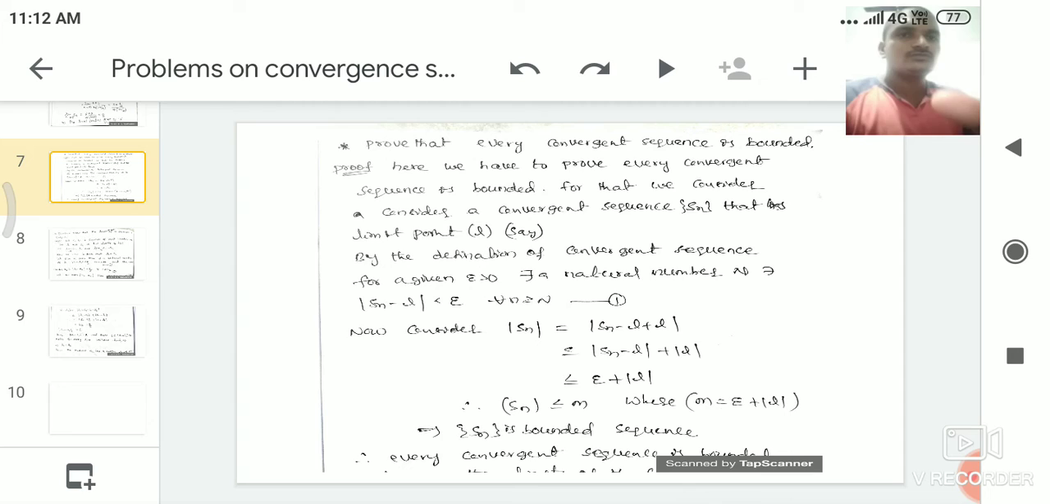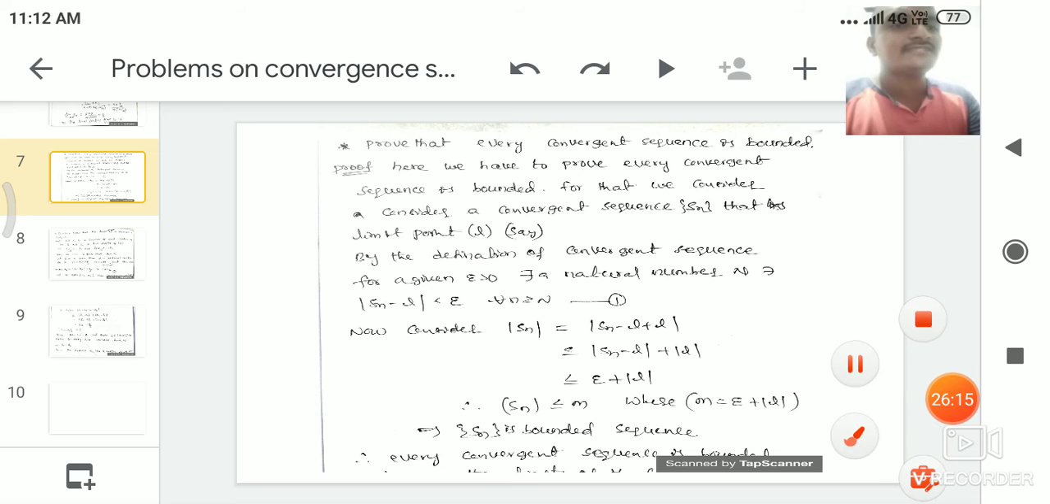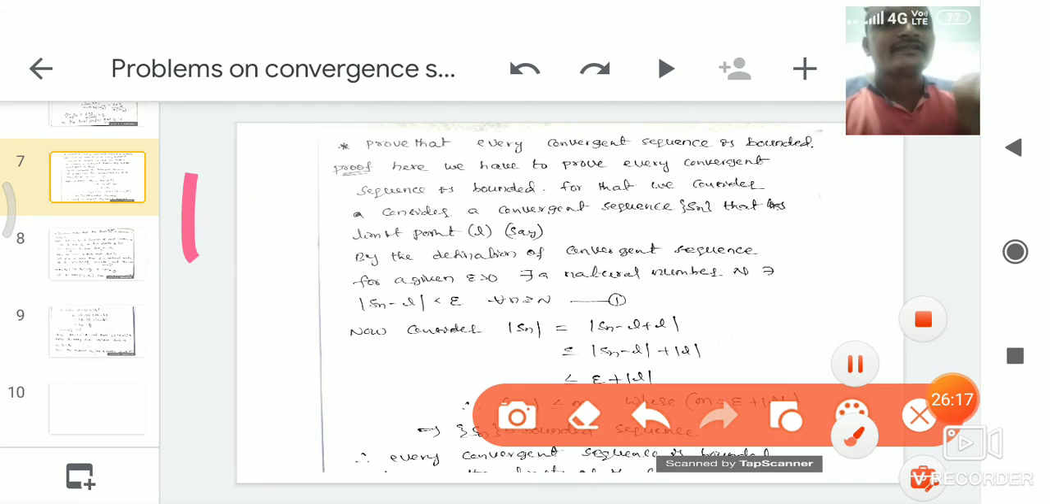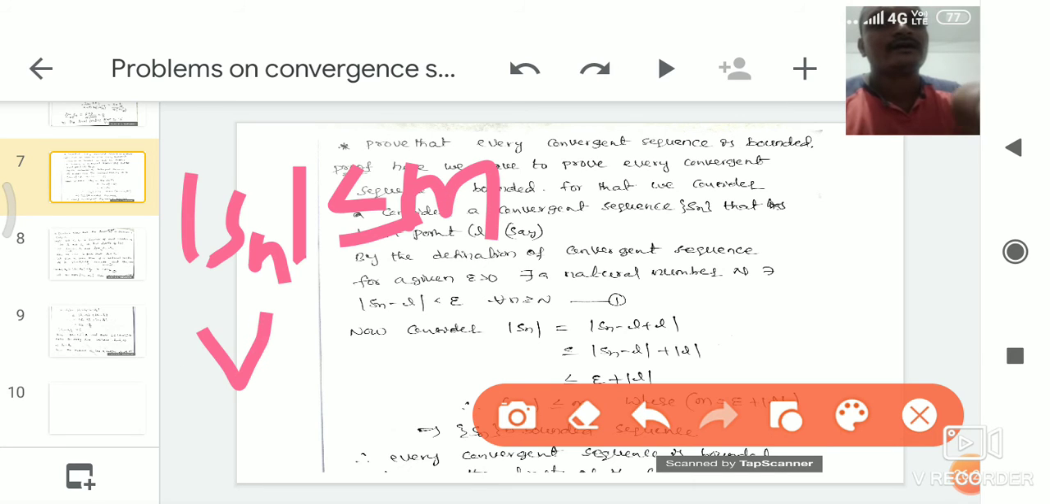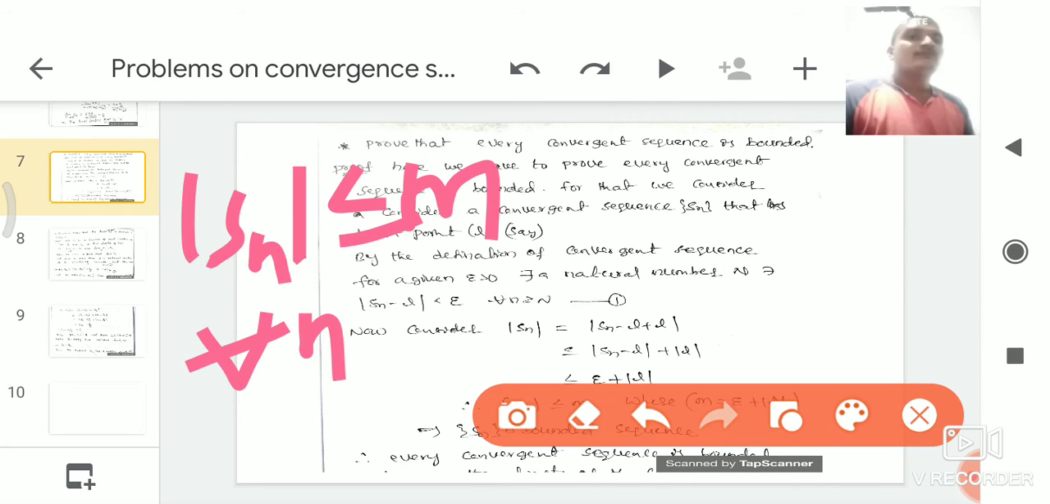Actually, here we have to show that the sequence Sn is bounded. So what is the definition of bounded sequence? Let Sn be any sequence. There exists a real number m such that mod Sn less than or equal to m for all n values. For that we consider mod Sn. Then we show that all the values of Sn are less than or equal to a positive real number. That gives the bounded sequence.